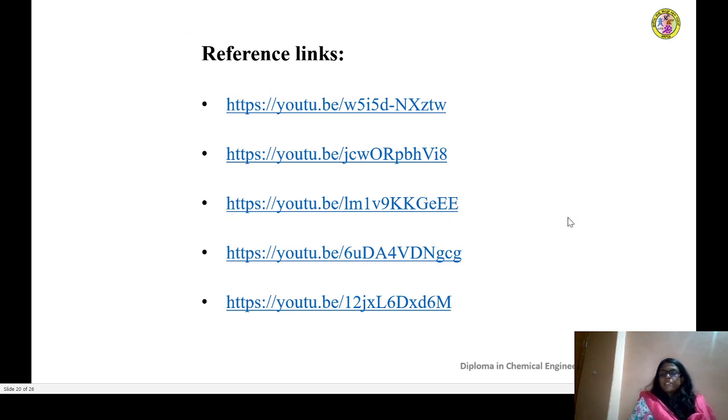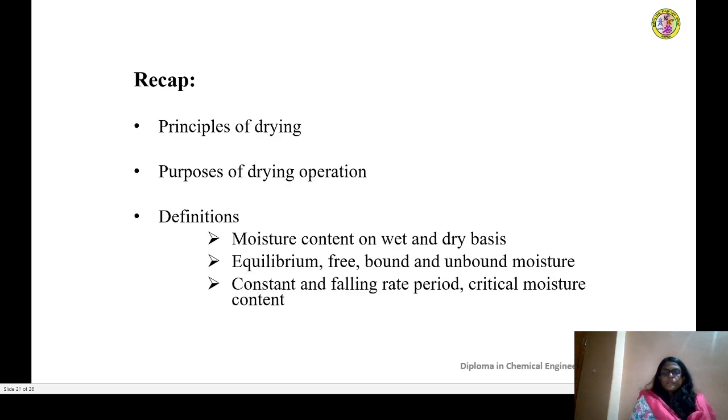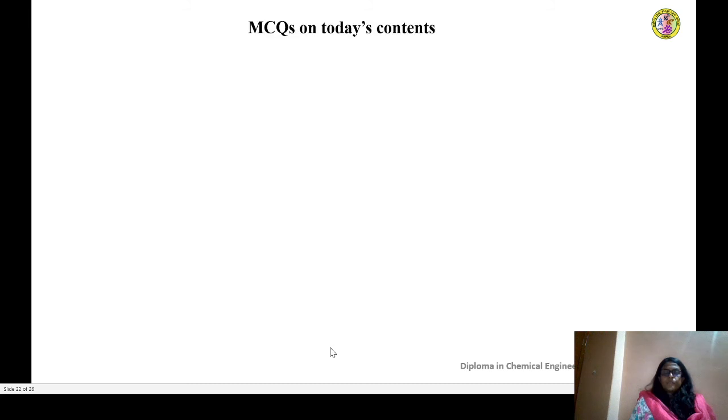So that completes the first session of the drying operation. I hope I have succeeded in helping you understand all the concepts that we discussed in today's class. We discussed the principles of drying, in which we understood what a drying operation is. We also learned the different reasons why a drying operation is carried out, and we understood the various terms or definitions of drying operation.